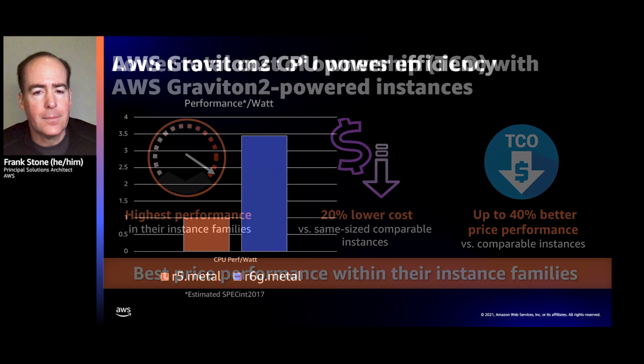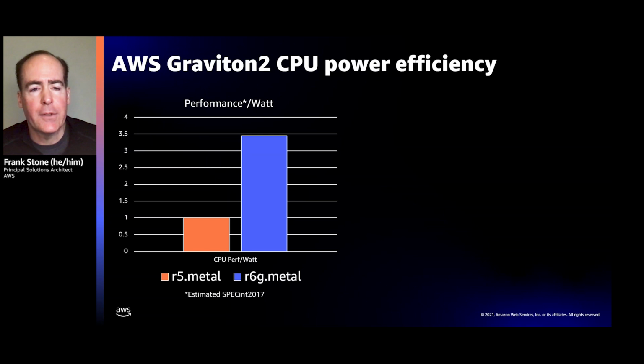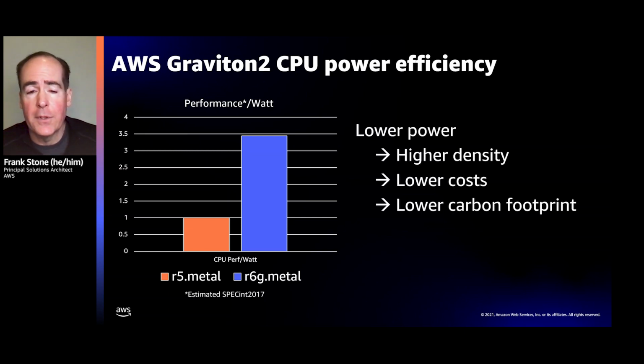Another benefit of the AWS Graviton 2 processor is the power efficiency of the CPU. When tested with other CPU processors, it provides 3.5 times better power efficiency, or performance per watt, than other CPUs. That results in lower power and higher density that we can provide in our data centers, which is lower cost to you. And better yet, it provides a lower carbon footprint, which is good for the environment.